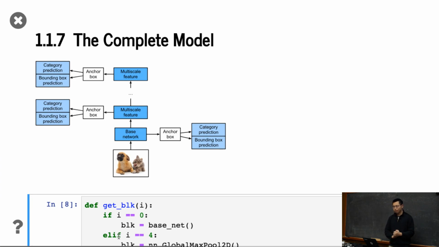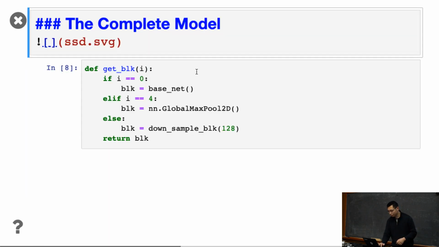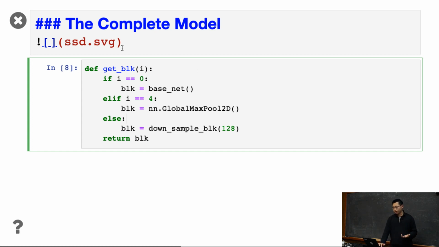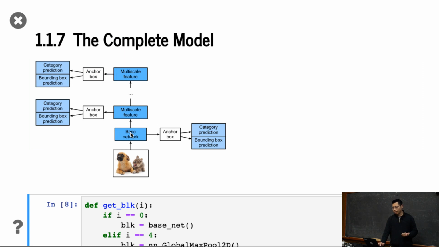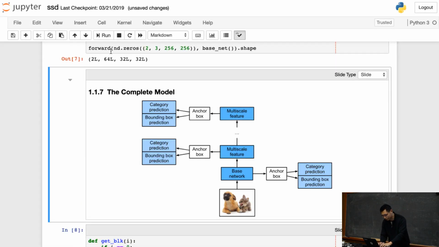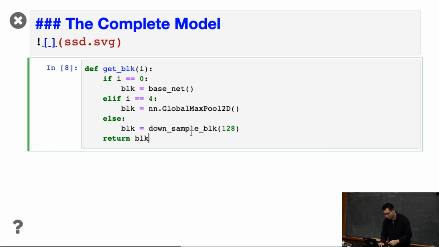So basically, we have implemented the base network, the downsample block, and also the prediction for category and bounding box already. So now we are ready to get a block. Given the blocks, we have 5 blocks here. The first one is the base network. And for 1, 2, 3, we use a downsample block. The last one, we just do a global max pooling to reduce the features into one by one, no matter how large you have. Okay. So the network has 5 stages.